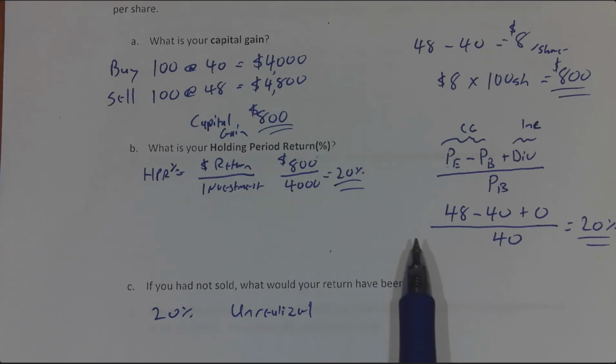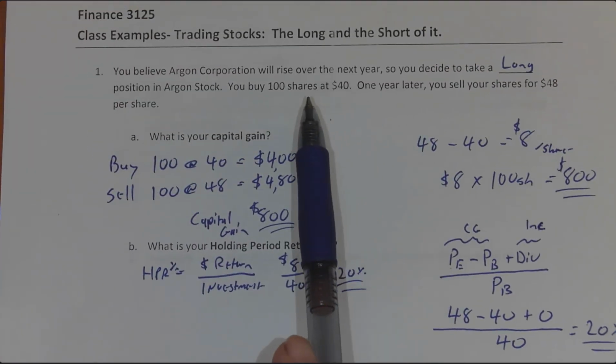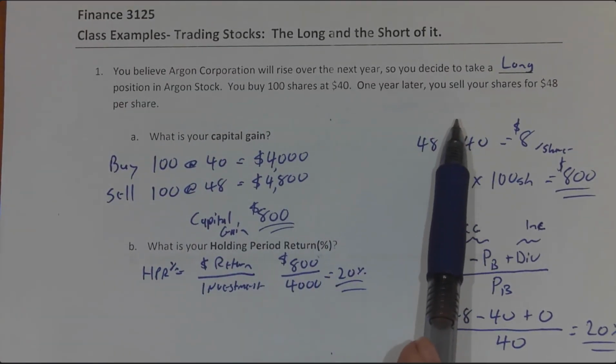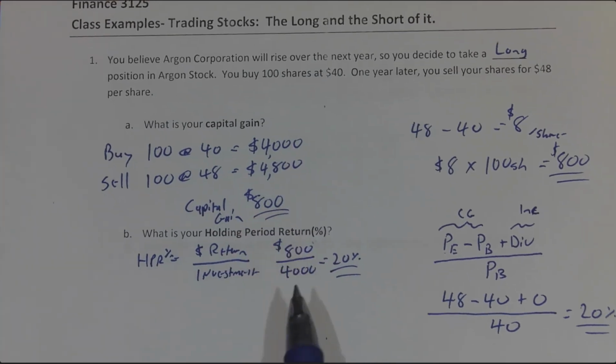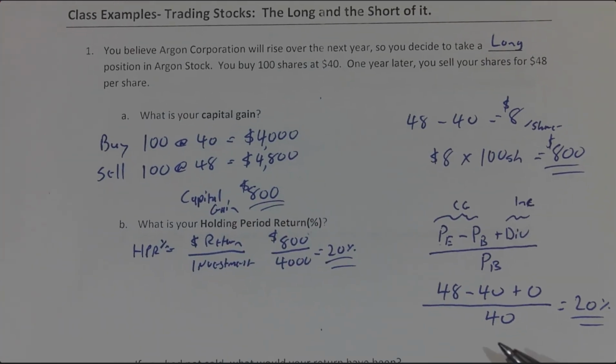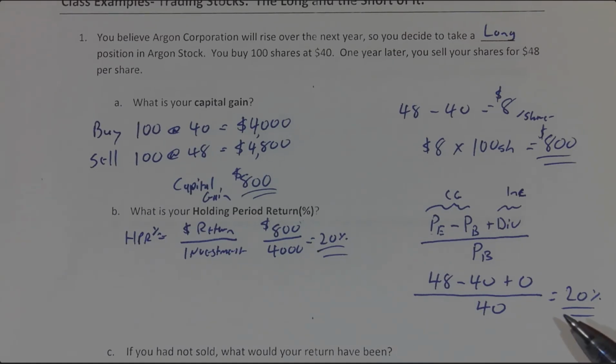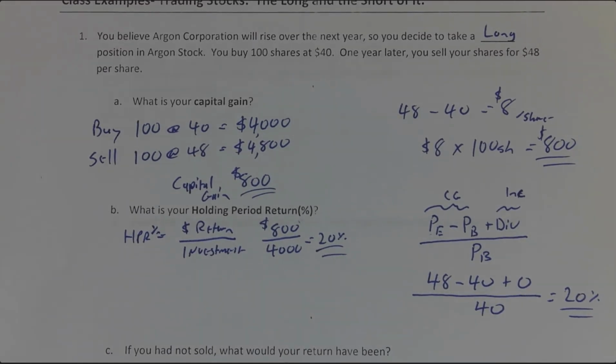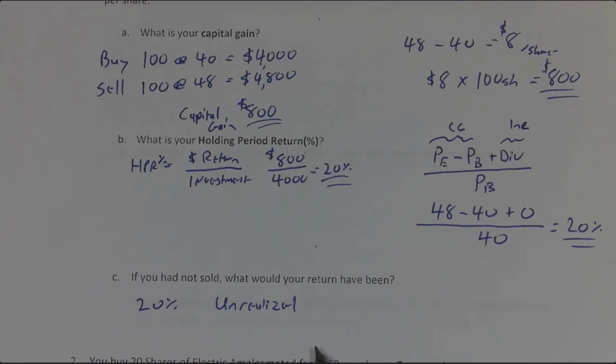Okay, so here in the original example, we bought at 40 and we sold at 48. When we sold, we realized our return. And when we realized our return, we had a tax liability on that, assuming it's in a taxable account. As long as we never sell, we don't have a tax liability. We don't have to pay taxes on gains until we realize them.